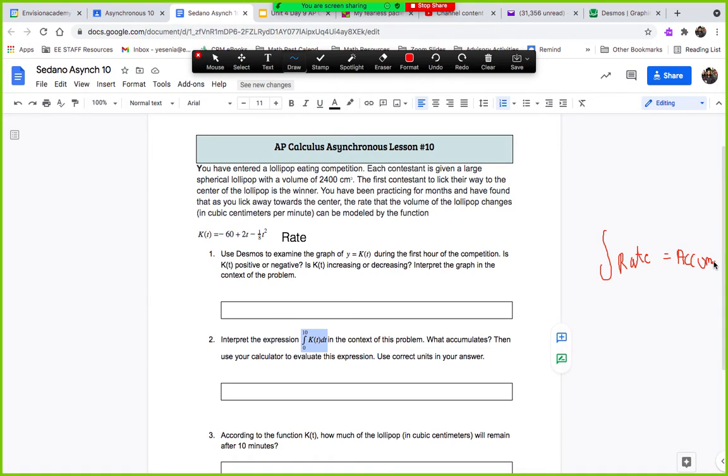Again, if you look back at the problem, it'll give you some information of what's accumulating. Don't forget to interpret what the 0 and the 10 would represent. And if it helps, you could even sketch the area under this curve and try to interpret how that area would be represented in this problem and what it means. And then your last question, number 3, according to the function, how much of the lollipop will remain after 10 minutes is the question.